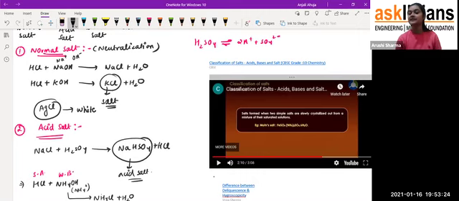For example, you can see on the screen they have written Mohr's salt. Mohr's salt has the formula FeSO4.(NH4)2SO4.6H2O. Now, students, FeSO4, ferrous sulfate, is one salt, and ammonium sulfate is the other salt. Both are simple salts, but they are present in the form of a mixture in the solution. When they crystallize, we get two salts together. That's how we call Mohr's salt a double salt.